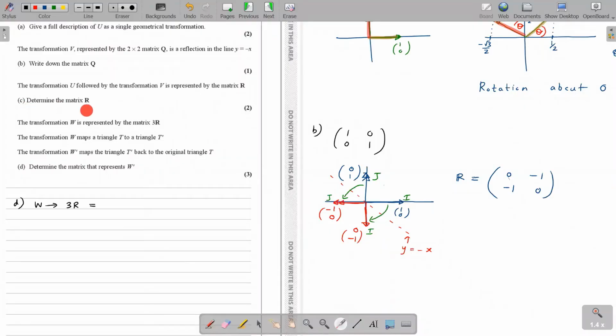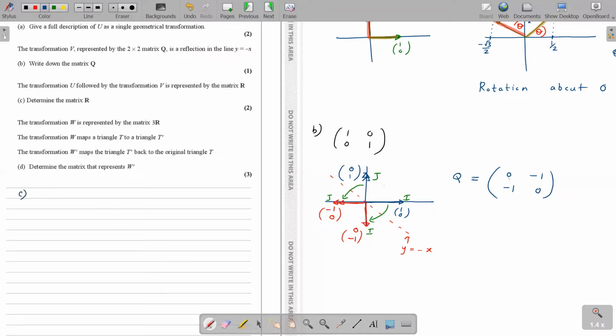Sorry, first we need to do part C, right? And part C is matrix R. I'm sorry. In part B, the transformation V represented by the 2 by 2 matrix Q is a reflection in the line y equals -x. So this is not matrix R, this is matrix Q. Please make sure you read the question. So they say here it's matrix Q. Matrix R is in part C. Shall we do part C now?